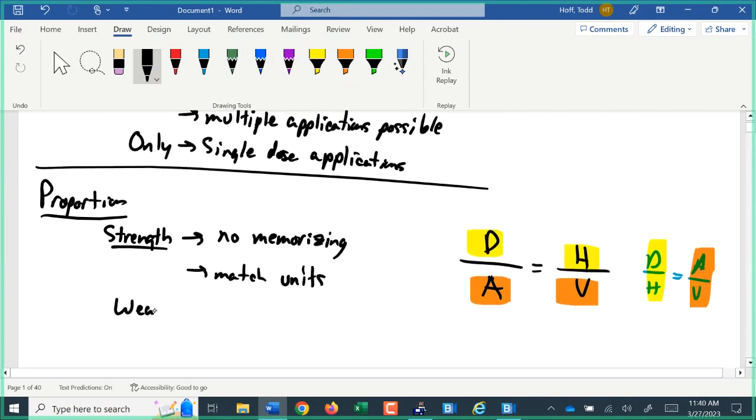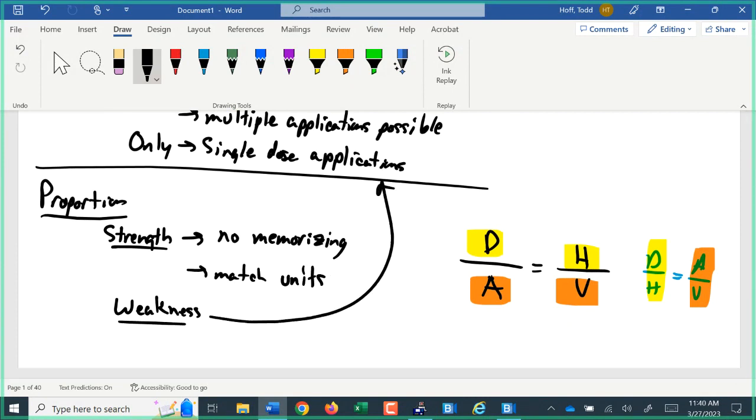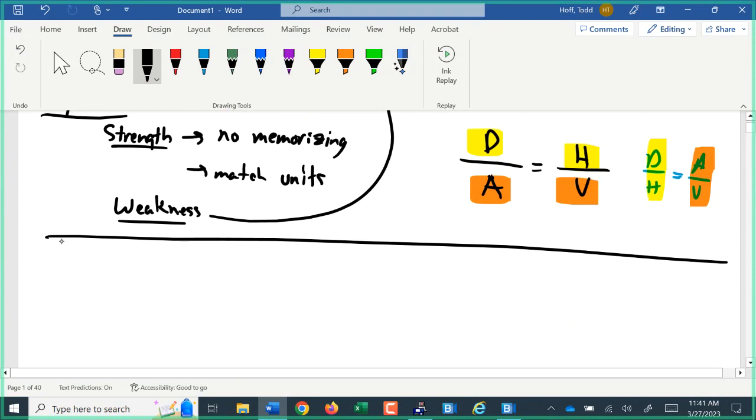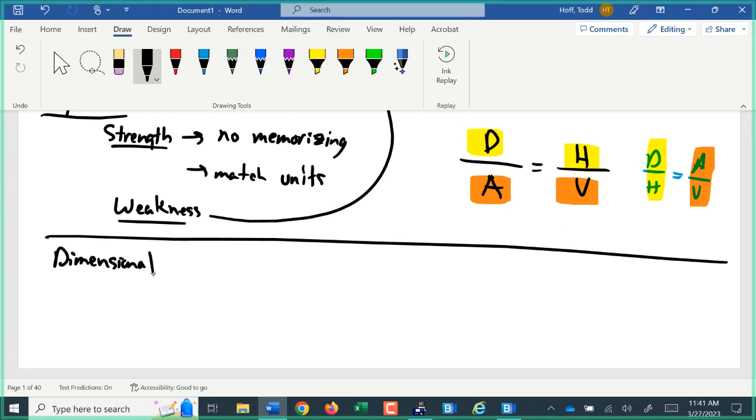Of course, its weakness was the same as the weakness for the formula. It only applies in simple applications. If we have a more complex situation, we either have to apply the proportion more than once, or we have to memorize a new procedure for it. And then we ended up with dimensional analysis. I, of course, showed a little bit of a bias towards dimensional analysis because its strength is, again, no formula to memorize.